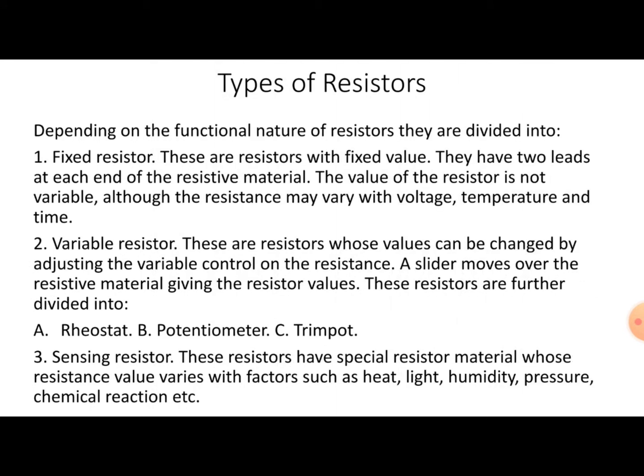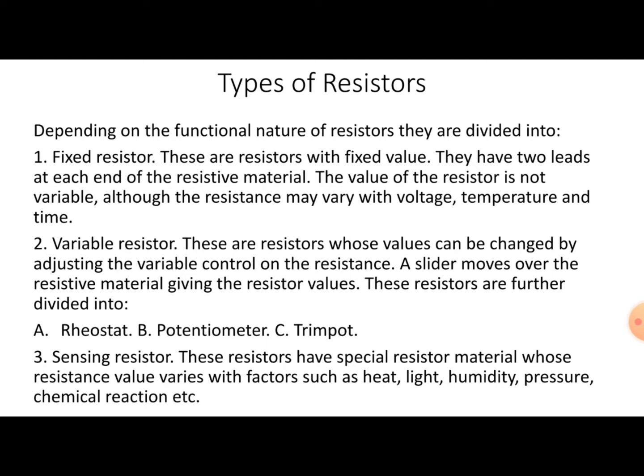Types of resistors. Depending on the functional nature of resistors, they are divided into: 1. Fixed resistor. These are resistors with fixed value. They have two leads at each end of the resistive material. The value of the resistor is not variable, although the resistance may vary with voltage, temperature and time. 2. Variable resistor. These are resistors whose values can be changed by adjusting the variable control on the resistance. A slider moves over the resistive material giving the resistor values. These resistors are further divided into A. Rheostat, B. Potentiometer, C. Trim pot.